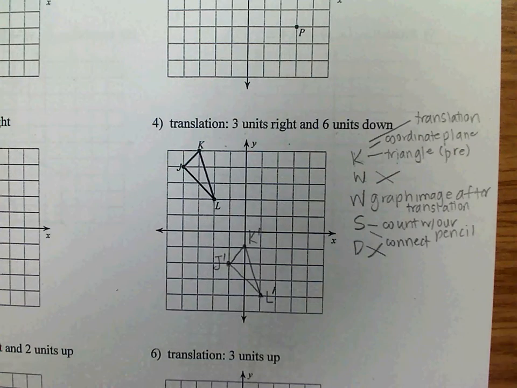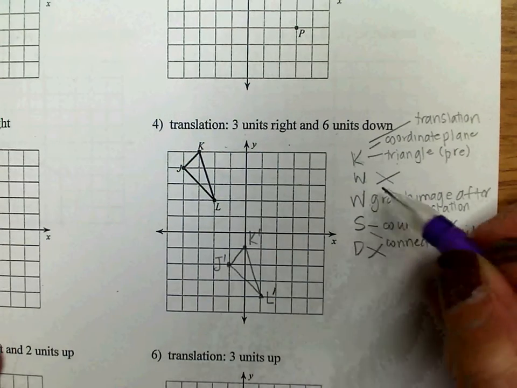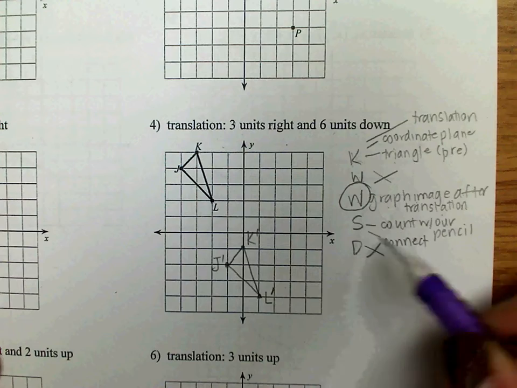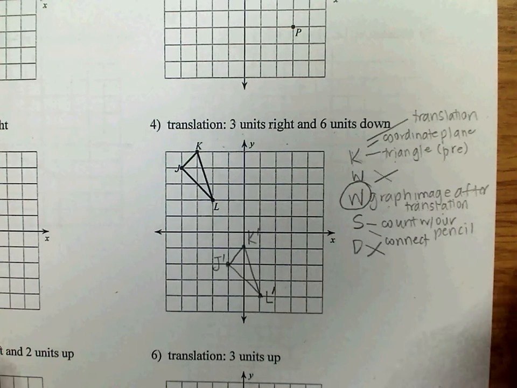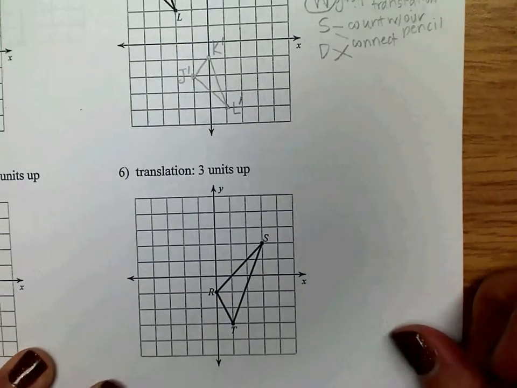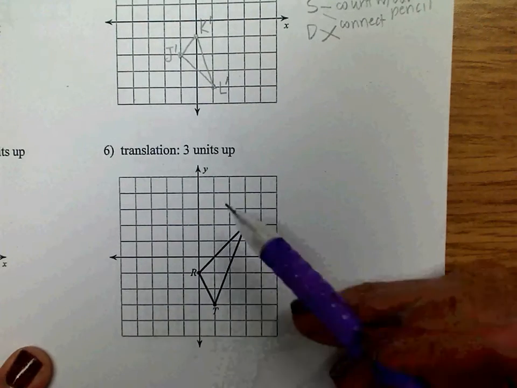So number 4 is done, because what did the question ask you to find? It said graph the image after translation. Well, that's exactly what we did. Okay, let's move on to number 6. This one simply says to translate it 3 units up.